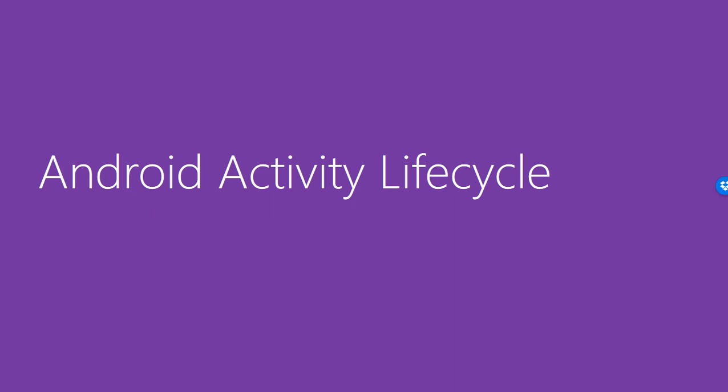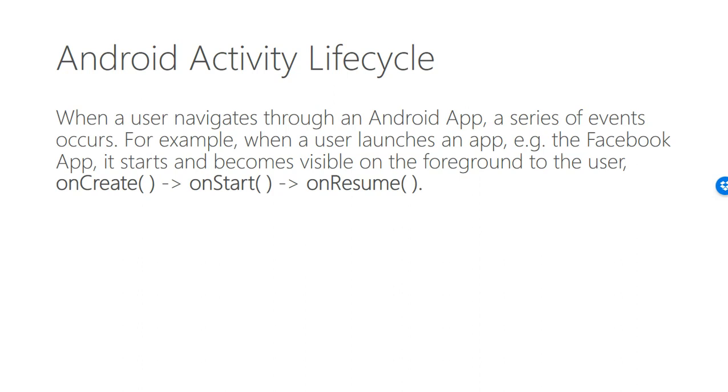And last, we're going to talk about the Android activity lifecycle. When a user navigates through an Android app, a series of events occurs. For example, when a user launches an app, such as the Facebook app, it starts and becomes visible in the foreground to the user: OnCreate, OnStart, OnResume.